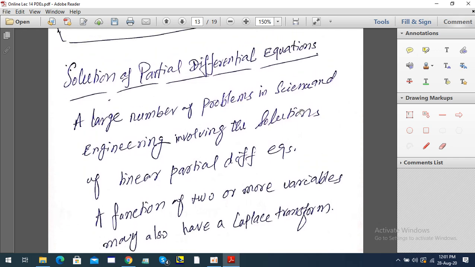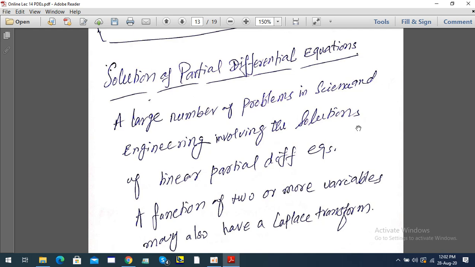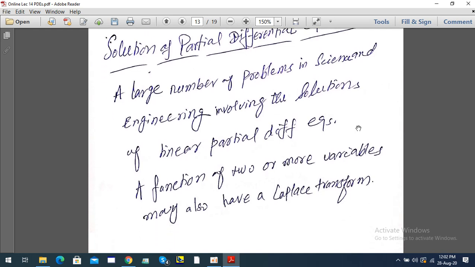So now we have the solution of the ordinary differential equation when the independent variable is only t. But if you have more than one independent variable, what will be your solution? A large number of problems in science and engineering involve the solutions of linear partial differential equations. A function of two or more variables may also have a Laplace transform.